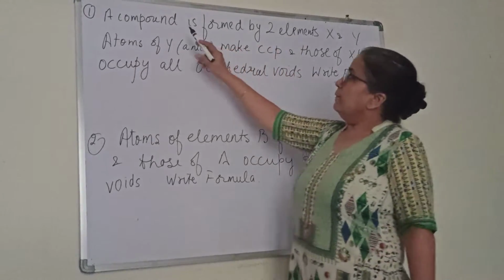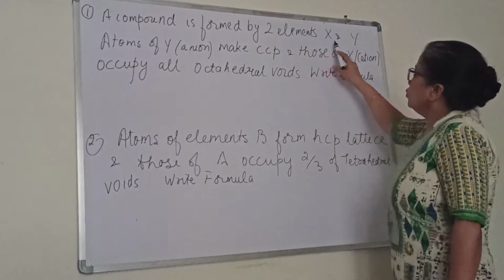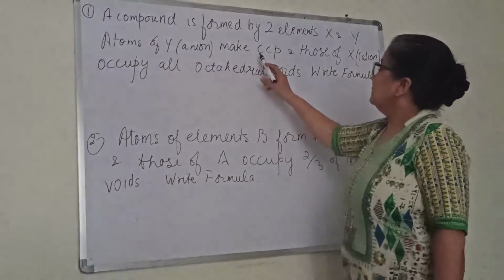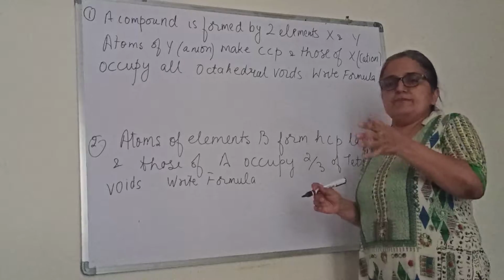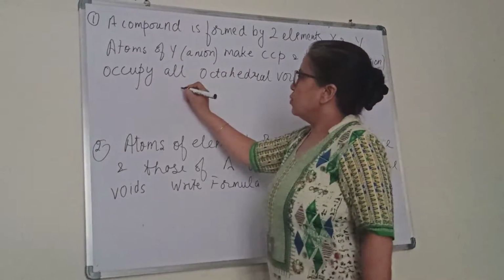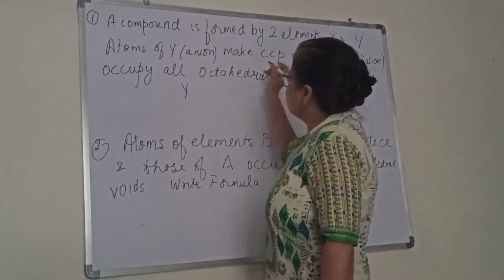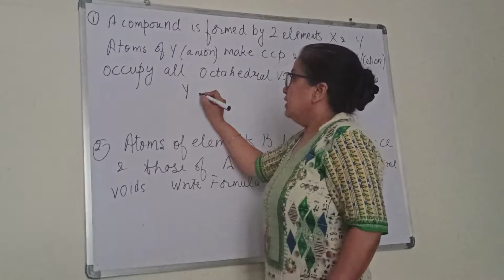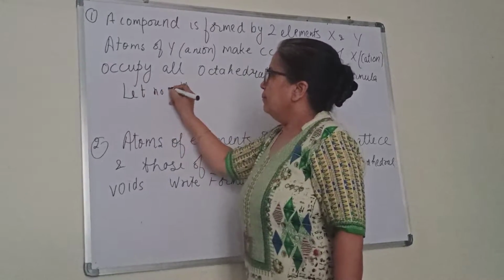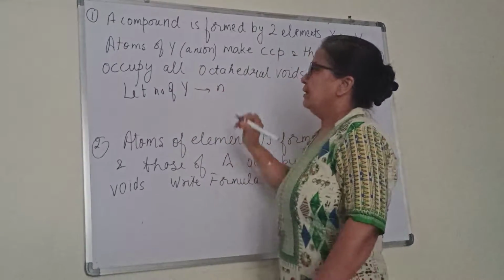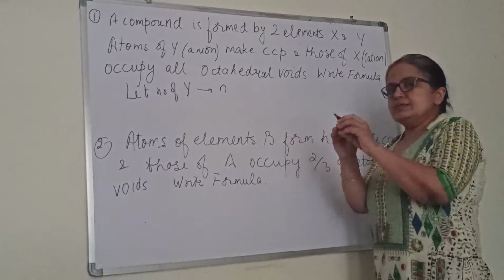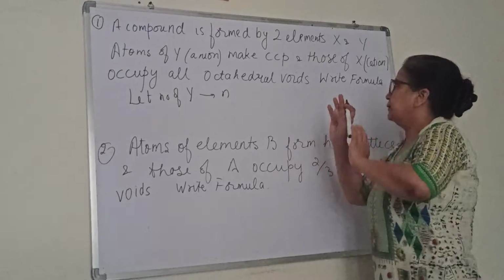See, a compound is formed by 2 elements X and Y. Atoms of Y make CCP. You write down that first. So Y, which is acting as an ion, it is making CCP. Now first we will assume, let the number of this Y be n. Always you assume whatever they give. This is having FCC, CCP, let it be n.